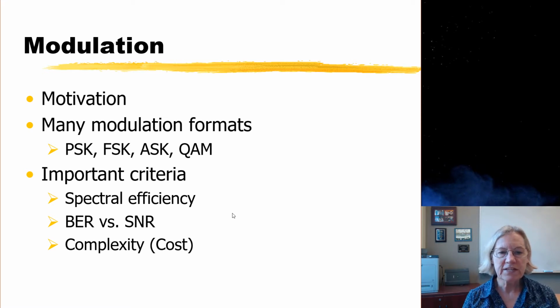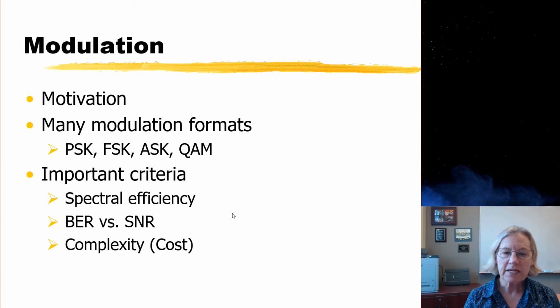So those criteria are, of course, the spectral efficiency for the same information rate. How compactly can we put that into the spectrum, frequency spectrum? Then we'll look at what I call power efficiency, or the bit error rate versus signal to noise ratio performance, so that if we have the same energy per bit assigned to the modulation format, which one gets better bit error rate for that fixed energy per bit?